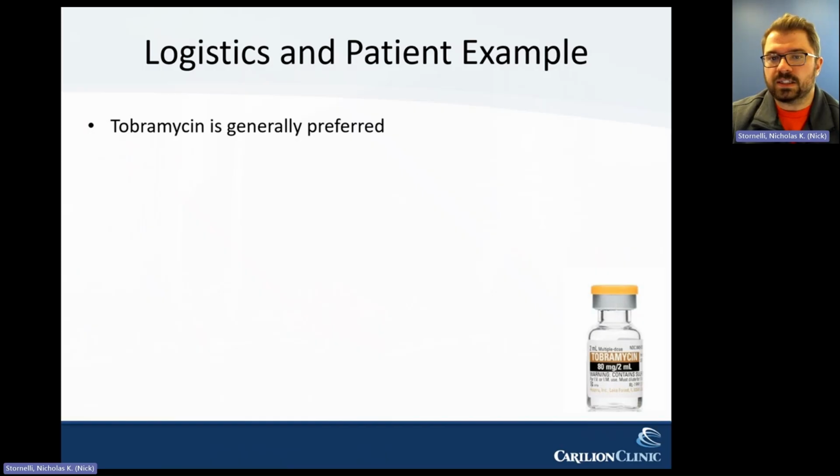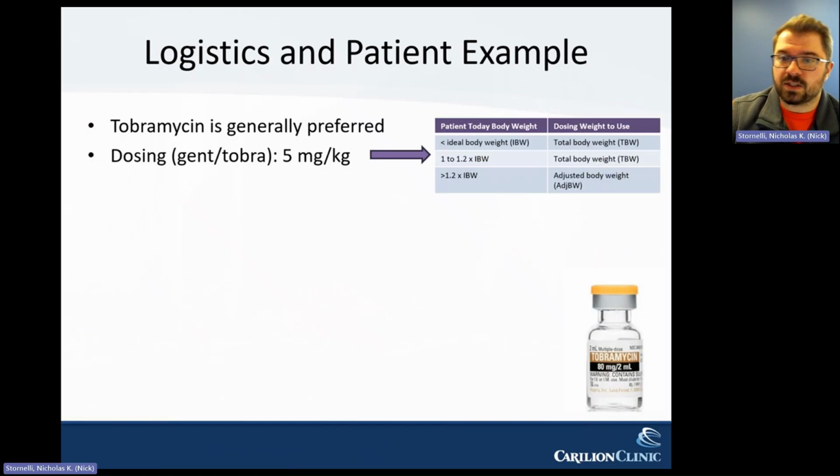Okay, so we have our patient. We're going to give tobramycin in our clinic. We're generally going to use a 5 milligram per kilogram dosing. The dosing is something that can be a little bit flexible, and we generally want to think about how we're going to administer.